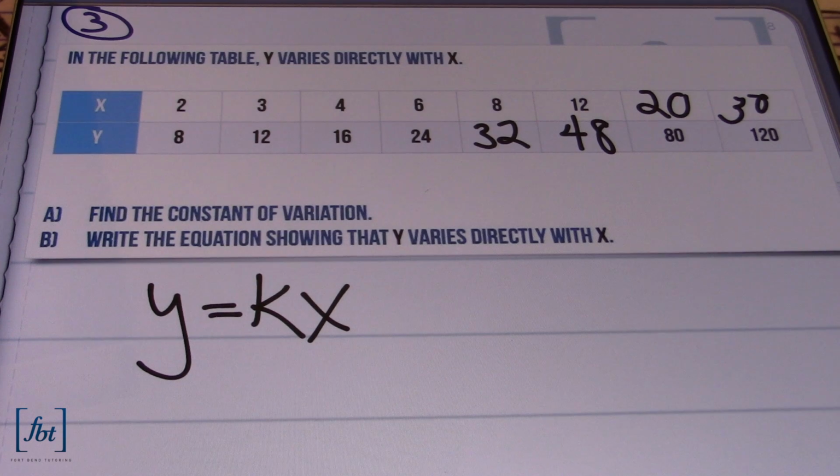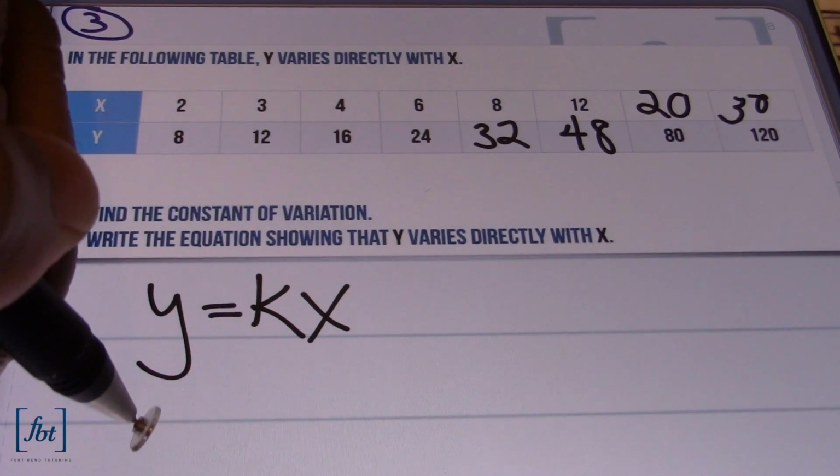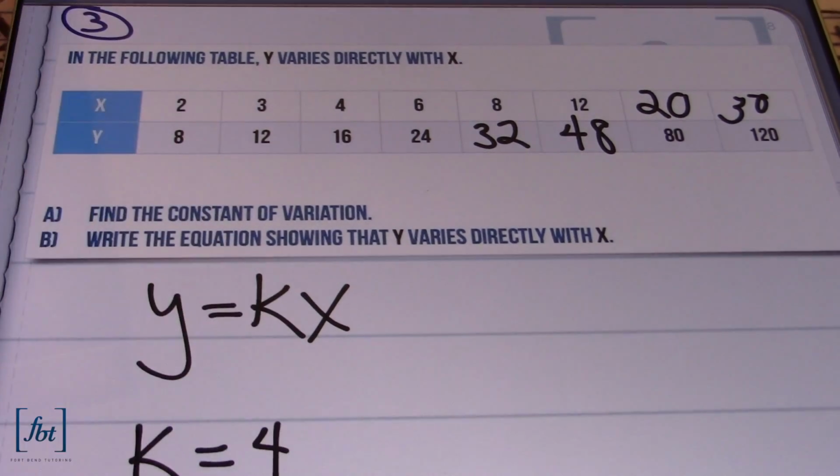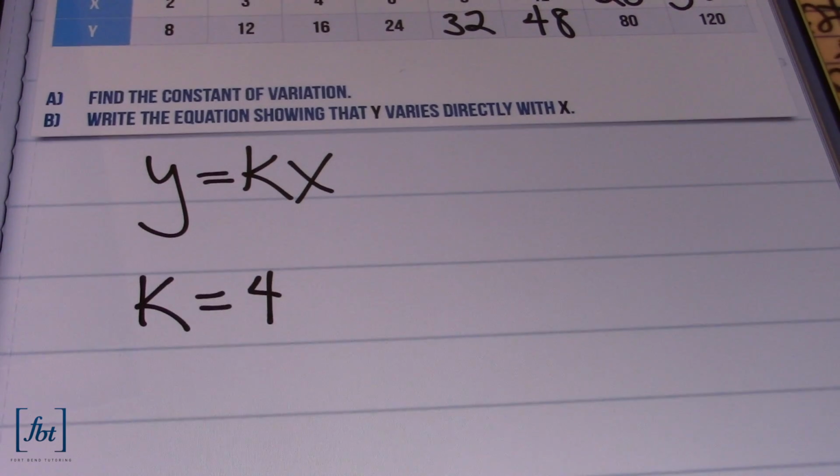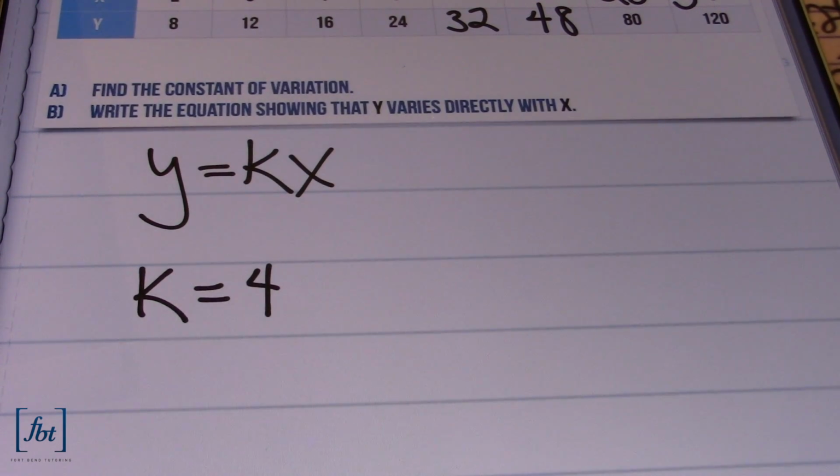If we need to find the constant of variation, it's what we've been multiplying everything by, or dividing by for that matter. And that means that our value of k is 4. It's 4. We've been multiplying everything by 4. That's right. So the constant of variation, the constant of proportionality, it's 4.